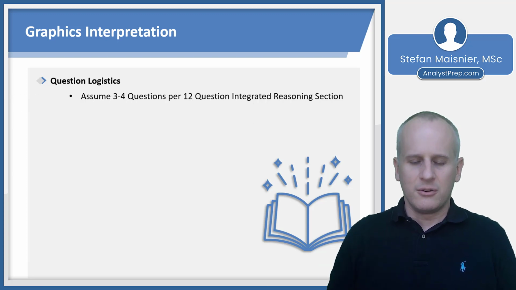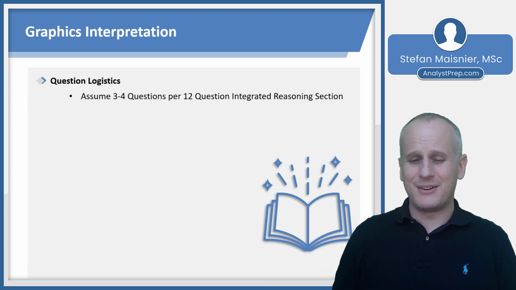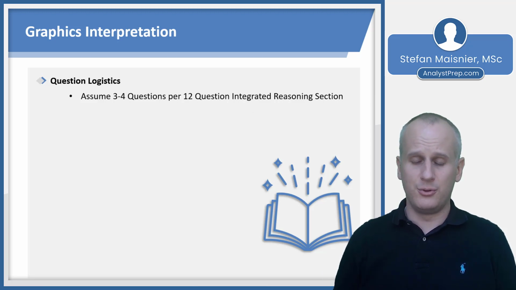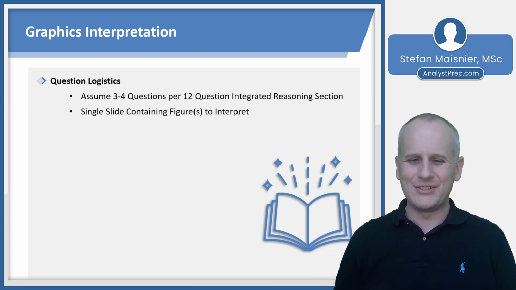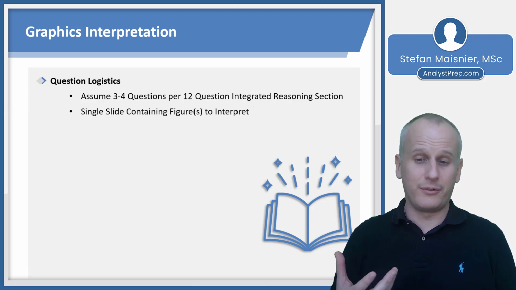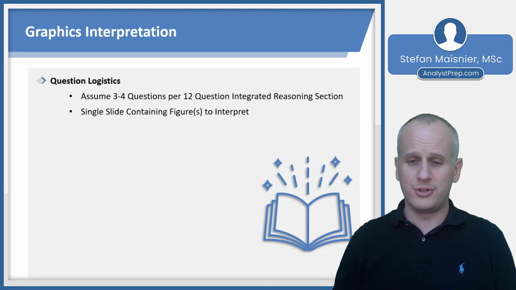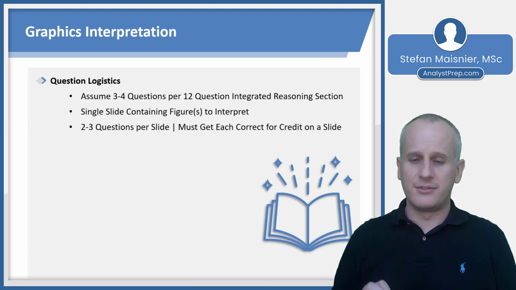So graphics interpretation, you're going to assume that there are 3 or 4 questions of this type in every 12-question integrated reasoning section. So that means there's going to be 1 to 2 of them per half. And you're always going to have a single slide that contains a figure or a couple of figures that you need to interpret. And there's going to be 2 to 3 questions per slide, and as we said, you have to get each of those individual questions correct in order to get credit for that slide.